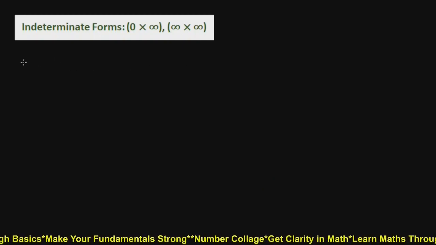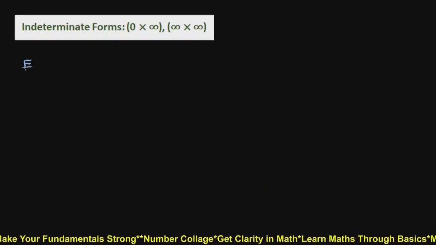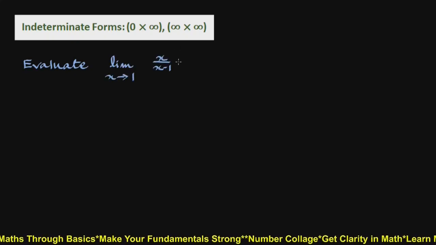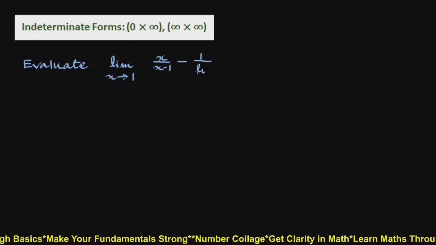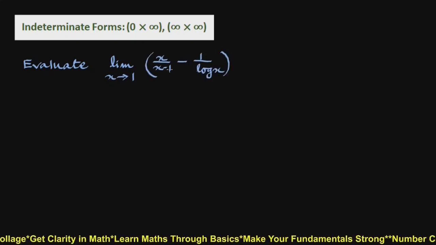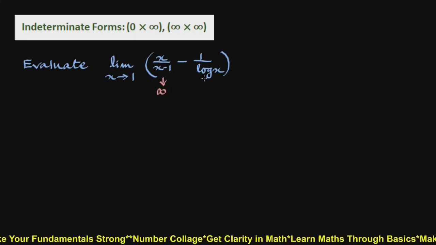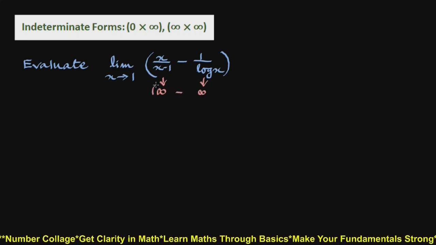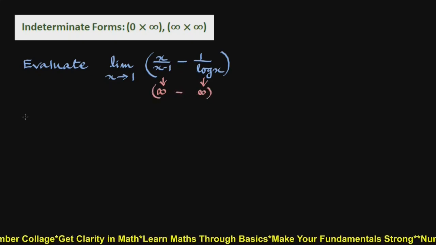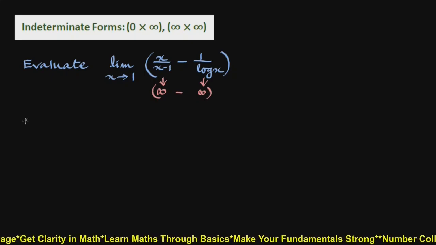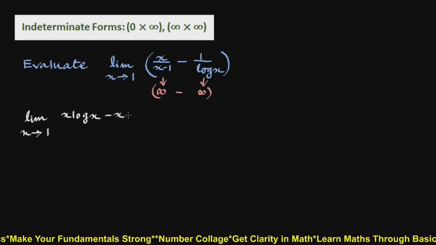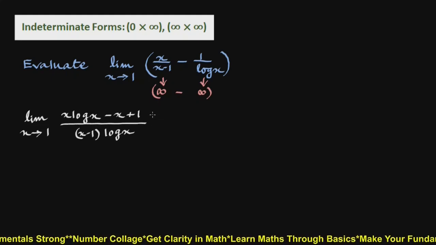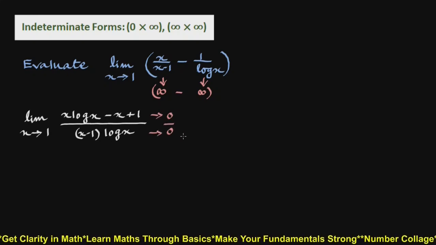The first problem in this series is we have to evaluate the limit as x tends to 1 of x upon x minus 1 minus 1 upon log x. As x tends to 1, x upon x minus 1 will be infinity and 1 upon log 1 will also be infinity. So this is infinity minus infinity form. We will simplify this first and see what happens. x log x minus x plus 1 upon x minus 1 into log x. You can check this is 0 upon 0 indeterminate form.